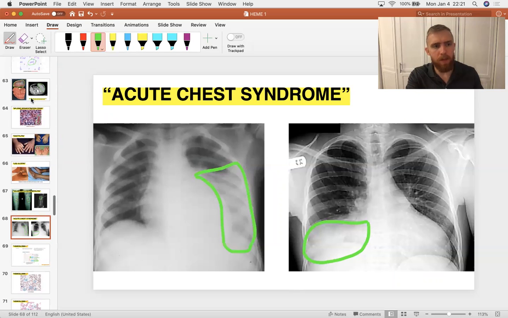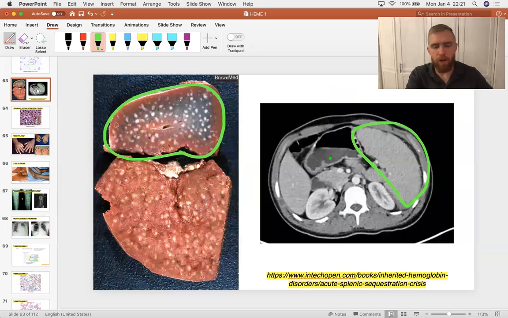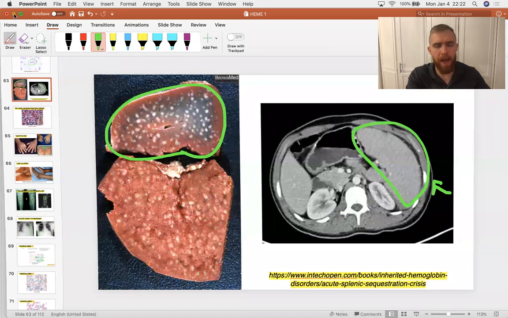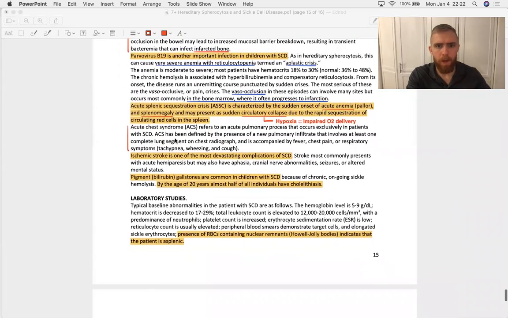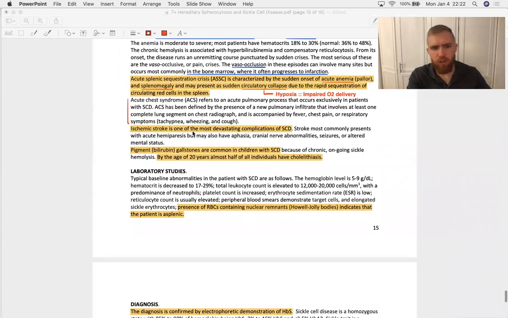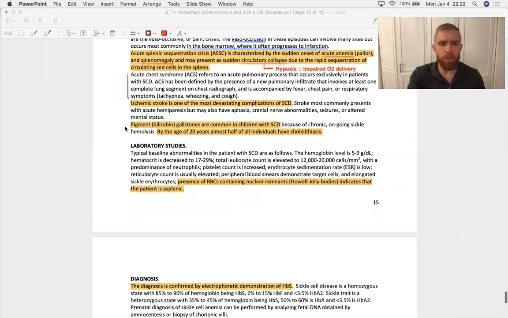Go back one more time. Look at this infarcted spleen. There it is on gross. There it is on CT. Should be pretty obvious to you by now how that happens. Talked about acute chest, ischemic stroke, makes a lot of sense. It's a vaso-occlusive disease. And bilirubin gallstones, brown gallstones made of unconjugated bilirubin, I think. Somebody fact check me. So cholelithiasis is also predominant. Again, there's an anemic component and a vaso-occlusive component.